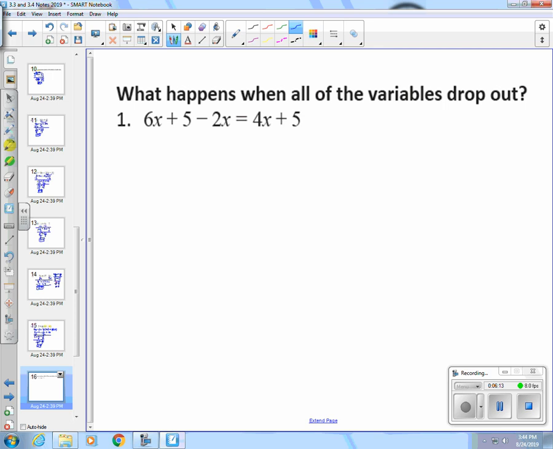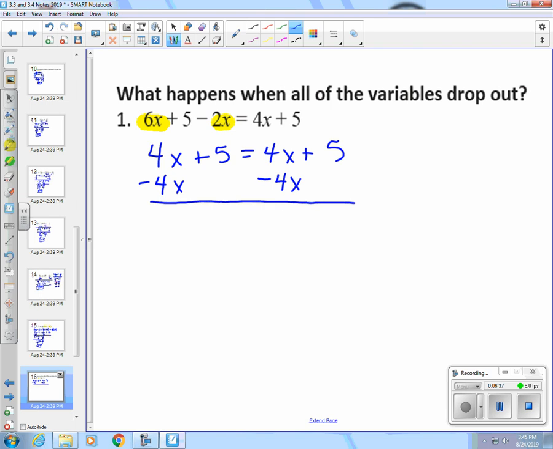What happens when all of the variables drop out? Well, let's see how they do drop out. We have a couple like terms here on the left-hand side that we need to add together. So 6x minus 2x gives us 4x plus 5 equals 4x plus 5 on the right-hand side. If I start moving my x's first, what happens is my variables drop out on both sides, and I'm left with 5 equals 5. No variables at all.